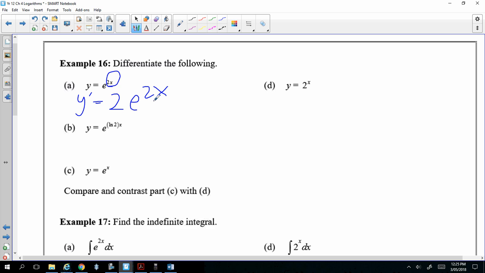What if I want to differentiate e to the power of ln2 times x? What's ln2? It's a number, right? So you do the same thing. If I differentiate this, what do I get? ln2 times by that. Does that make sense? Because it's just a number, ln2. So it's the same rule, regardless of whether I differentiate e to the power 2x or e to the power ln2 x. They're both numbers, so when you differentiate it, you just get the constant in front.